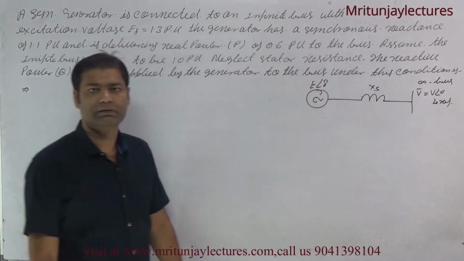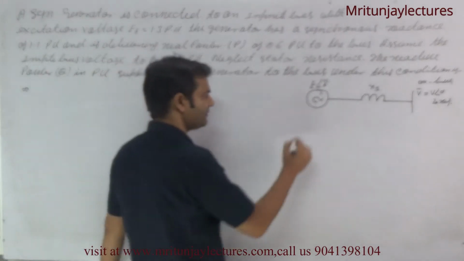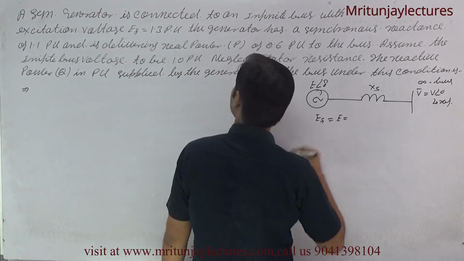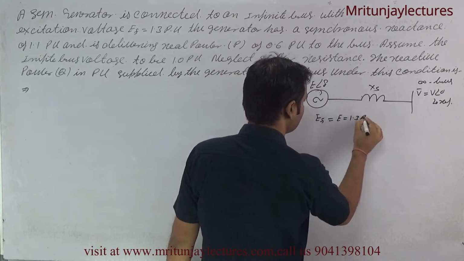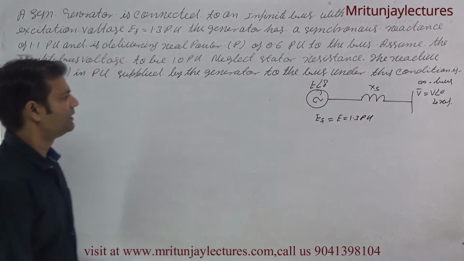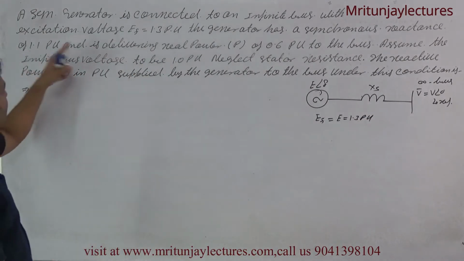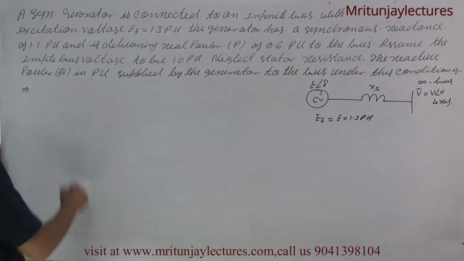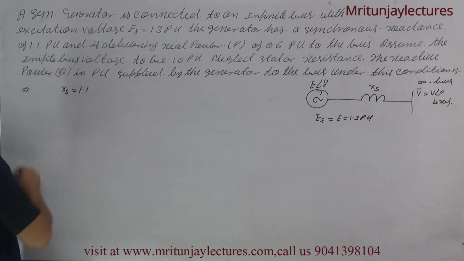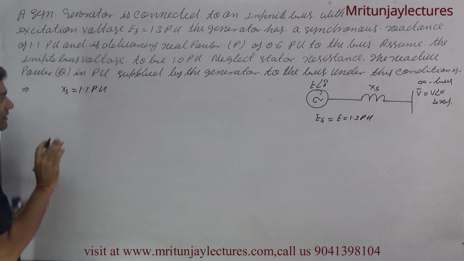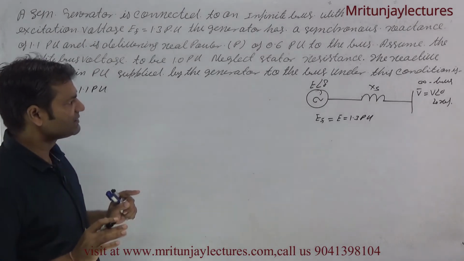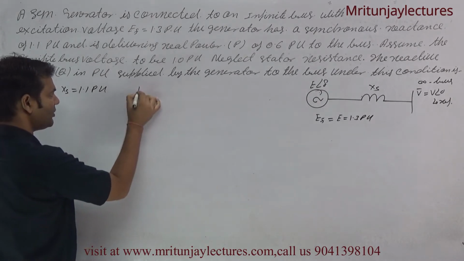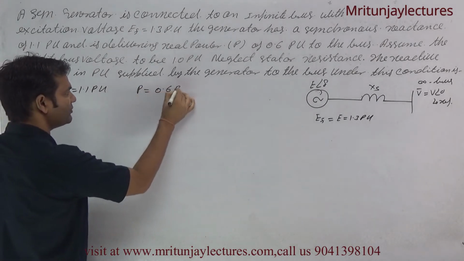Clear? Excitation voltage EF, generally EF is equal to E, I have already written, that is 1.3 pu in magnitude. Delta I don't know. Now the generator has synchronous reactance of 1.1 pu, and is delivering real power of 0.6 pu to the bus. Real power means P is equal to 0.6 pu.